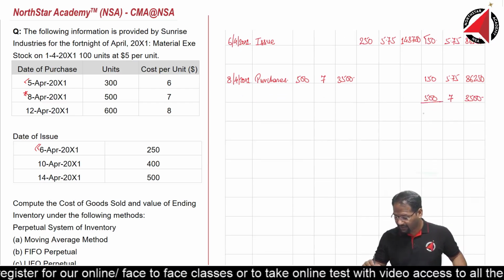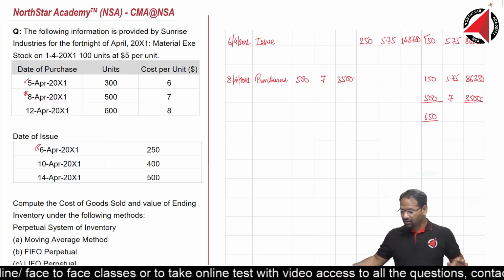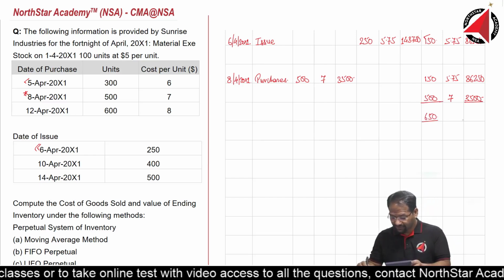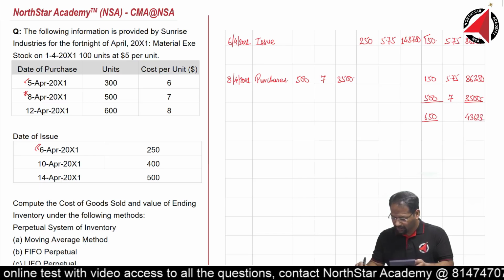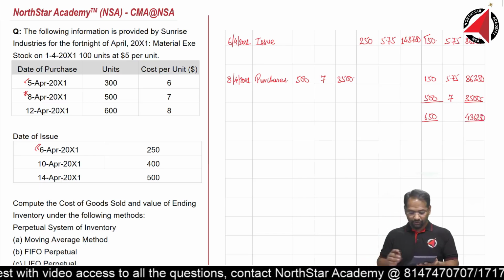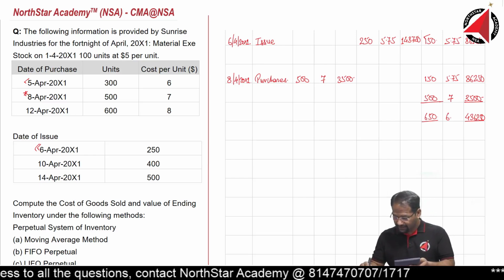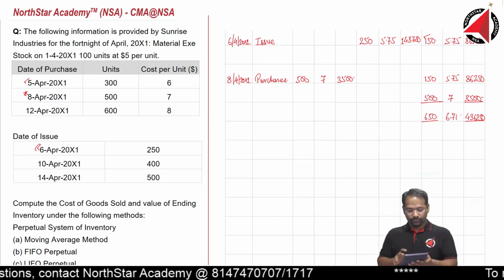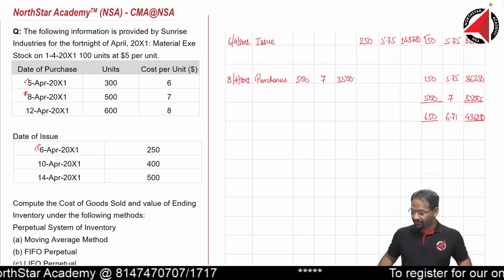Let's find out first 650 units and how much is the total amount. So 3500 plus 862.50, we have 4362.50. This is the total amount. So this divided by 650, we get 6.71. All right, 6.71. I have rounded it off.